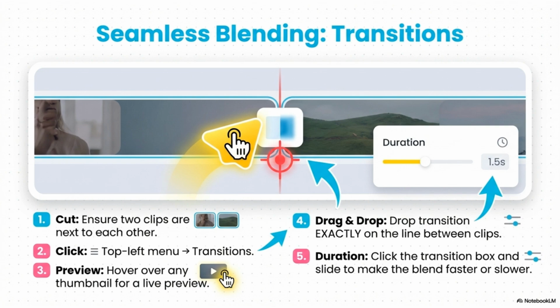Seamless blending, transitions. For seamless blending, ensure 2 clips are next to each other. Go to the top left menu and click Transitions. Hover over any thumbnail for a live preview. Drag and drop the transition exactly on the line between clips. Finally, click the transition box and slide the duration, e.g., 1.5s, to make the blend faster or slower.